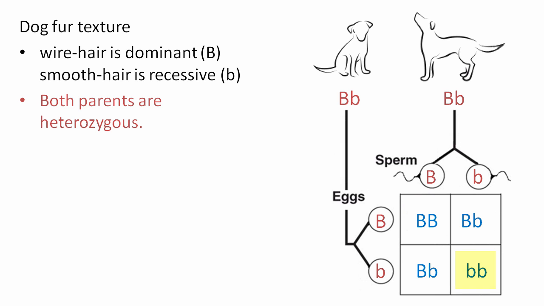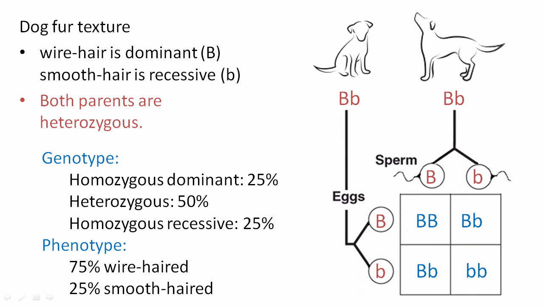So what does that mean? It means then that for two heterozygous parents, we're going to get 25% of the time big B, big B shows up. So that's 1 out of every 4 offspring. Heterozygous, meaning big B, little b, shows up 2 out of 4 times, so that's 50%. And then the homozygous recessive, little b, little b, shows up 25% of the time.